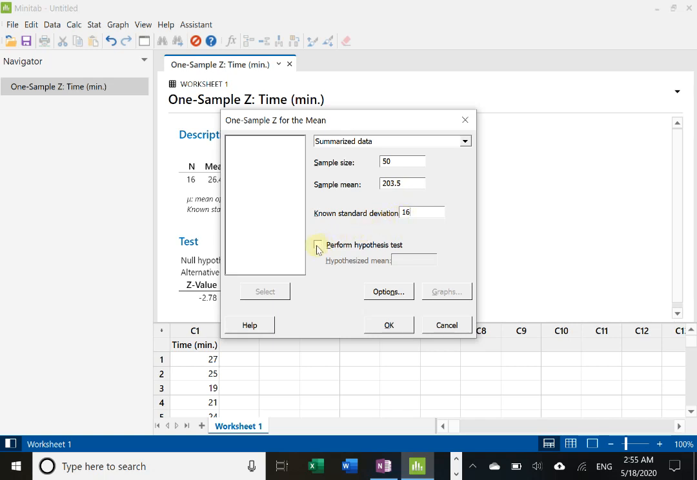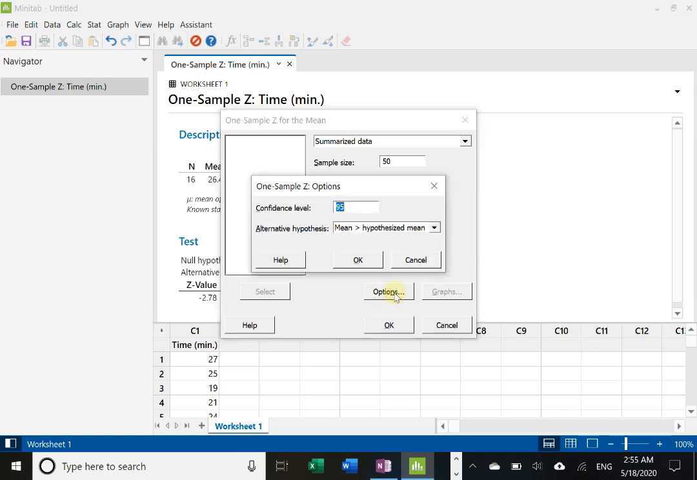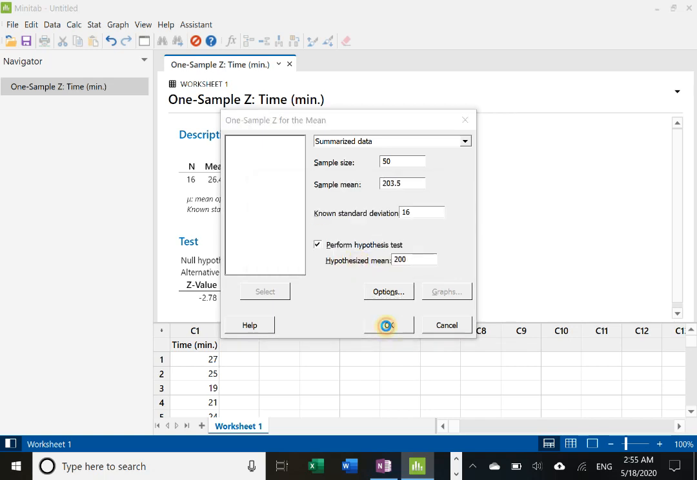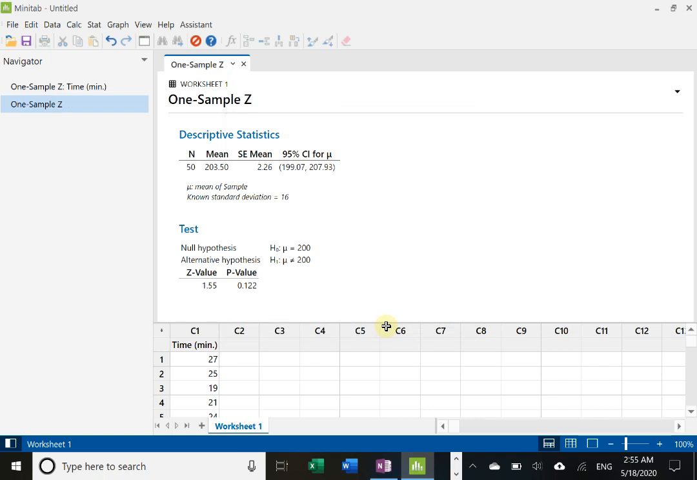And we're going to do a hypothesis test. What is the hypothesized mean? It was 200. Then we go to Options to choose our alternative. For this example, the alternative was a two-sided alternative, a two-tail test. Because it's two-tail, you can keep the confidence level at 95, hit OK, and there you go. This is what I got for the first example. So pretty easy, simple.